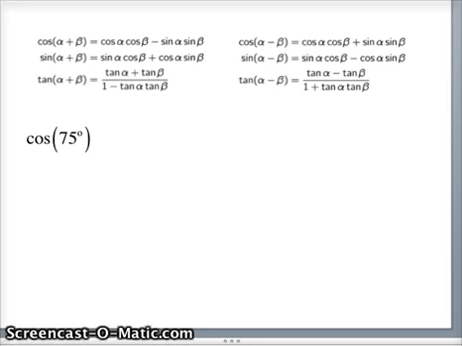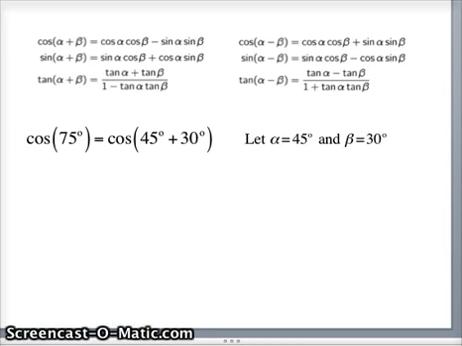So here's our first example. We've got the cosine of 75 degrees, so we've got to decide which one of these we're going to use. Now, the angles that we know fairly well are 30, 45, and 60. So keeping that in mind, we can rewrite cosine of 75 degrees as cosine of 45 degrees plus 30 degrees, which moves us into this first identity. So we're going to let alpha be 45 and let beta be 30. And then plugging in those values, we'll get cos 45 cos 30 minus sine 45 sine 30.